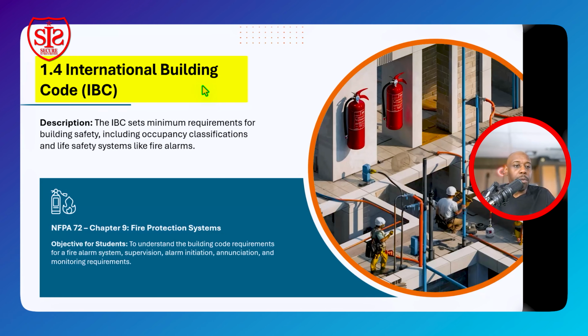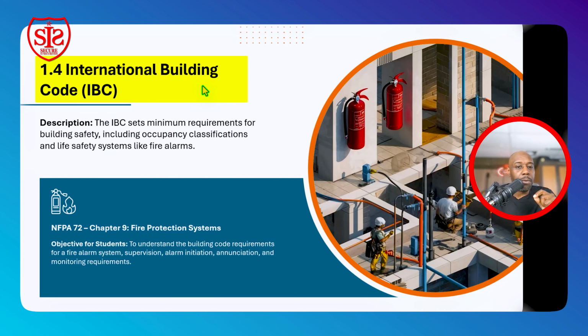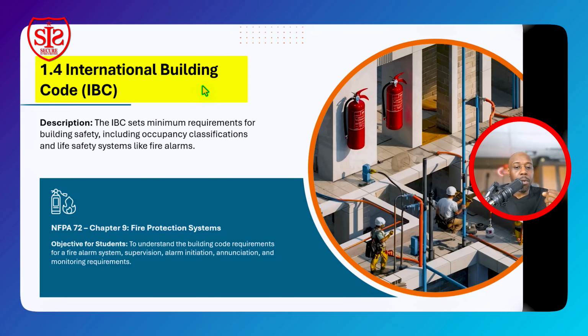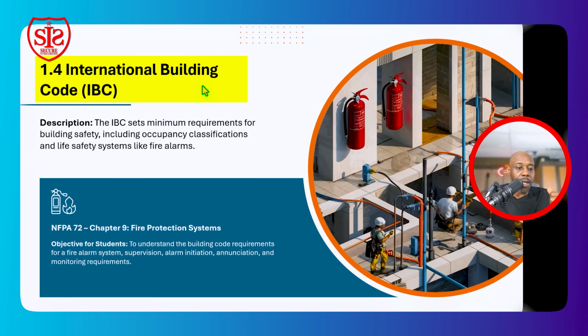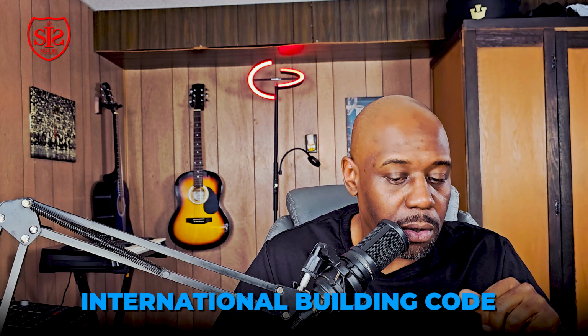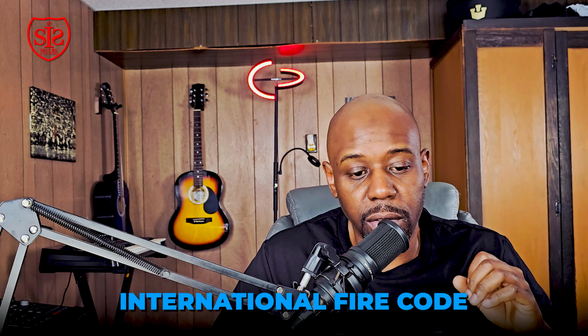The International Building Code sets the minimum requirements for building safety, including occupancy classifications and life safety systems like a fire alarm system. To understand the building code requirements for a fire alarm system, alarm initiation, enunciation, and monitoring are the requirements. In section 907 of the Fire Alarm and Detection Center, IBC and IFC, IBC is the International Building Code, IFC is the International Fire Code.